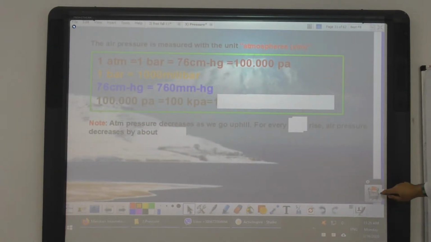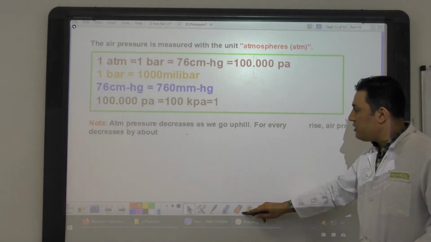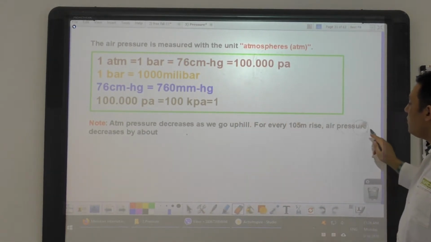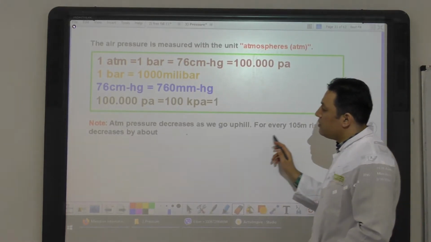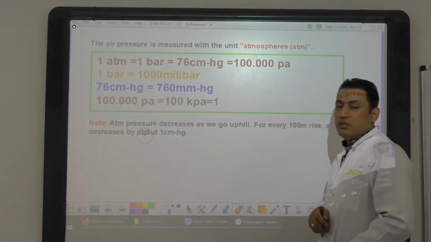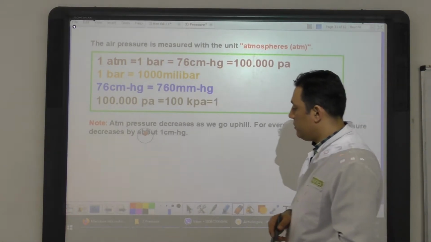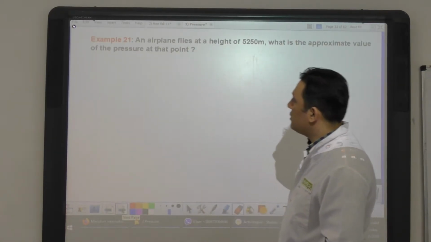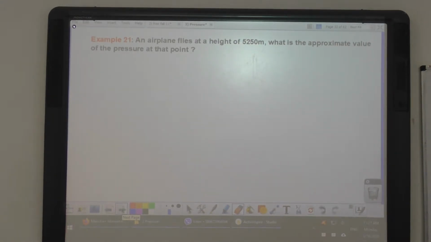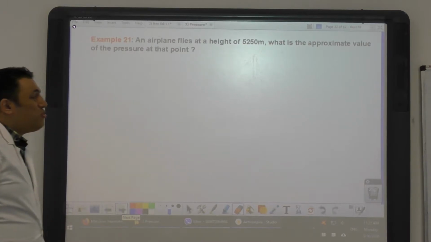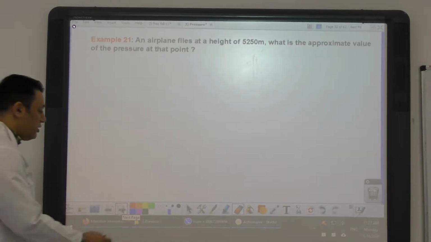Okay. Atmospheric pressure decreases as we go uphill. For every 105 meters of rise in the air, atmospheric pressure decreases by 1 centimeter of mercury. Let's take a look at an example. An airplane flies at a height of 5,250 meters. Calculate the approximate value of air pressure at that point.